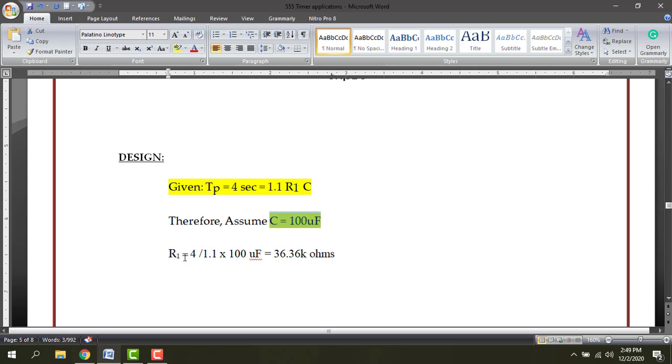So R1 value is equal to the total time duration 4 divided by 1.1 into 100 microfarad. Calculator design பண்ணும்போது microfarad na 10 power minus 6 போடணும். So we can calculate the R1 value or R value as 36.36 kilo ohms.